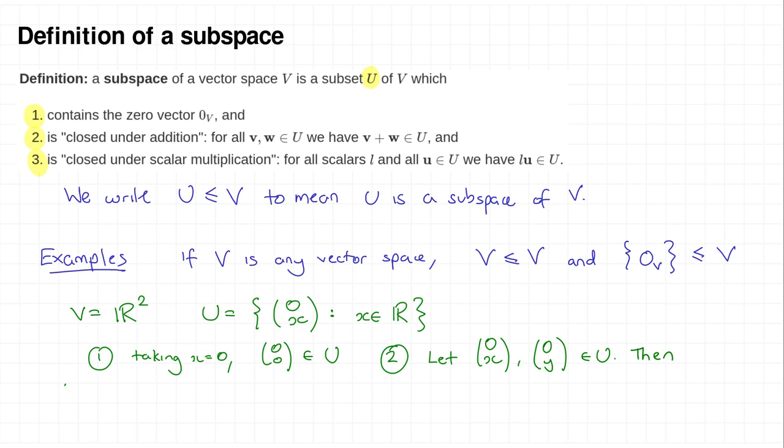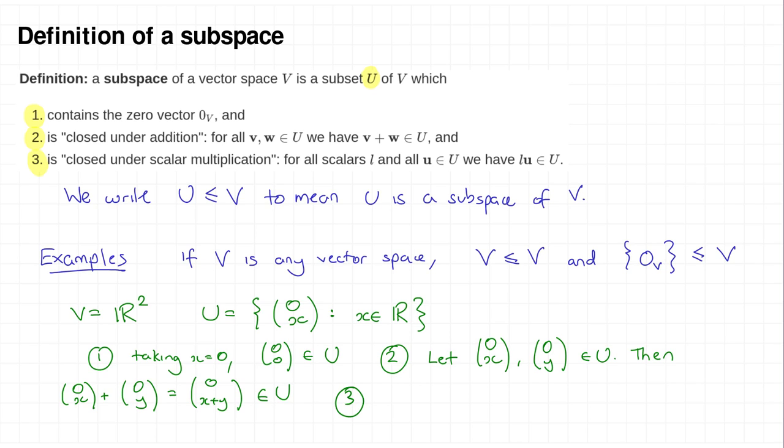Well, then if you add them, what you get is the vector (0, x plus y), and that's a height 2 column vector with real number entries whose first entry is 0, so it lives in U. And that means the sum of two arbitrary elements of U is again in U, so it satisfies property 2.